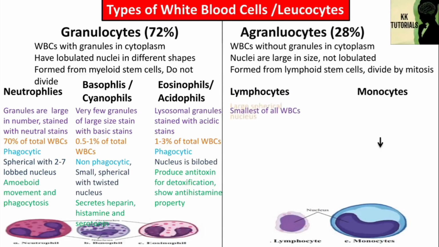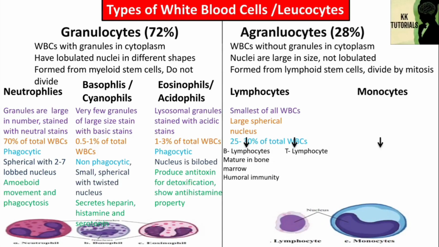They have a large spherical nucleus and constitute about 25 to 30% of total WBCs. Depending upon the functions, there are two types of lymphocytes. They are B lymphocytes and T lymphocytes. B lymphocytes mature in bone marrow and are responsible for humoral immunity and produce antibodies. T lymphocytes mature in thymus. They are responsible for cell-mediated immunity.